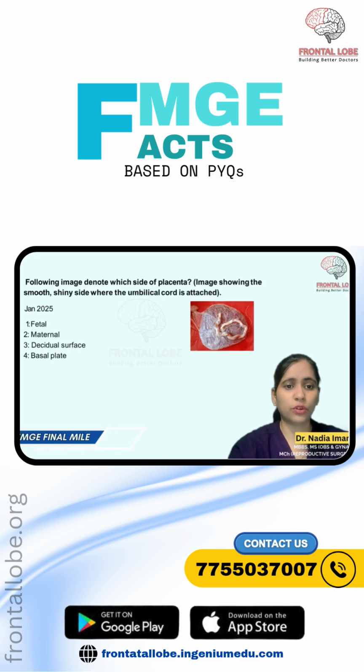Following image denote which side of the placenta. So you see this. Here the umbilical cord is attached, and this is a shiny surface, that is amnion. This is the amnion. Okay. So the placenta has two sides, fetal side and the maternal side. As you can see, this umbilical cord is attached. So this is the fetal side.